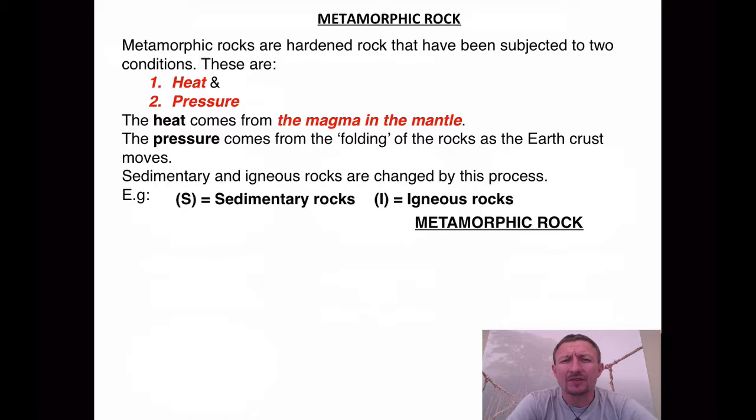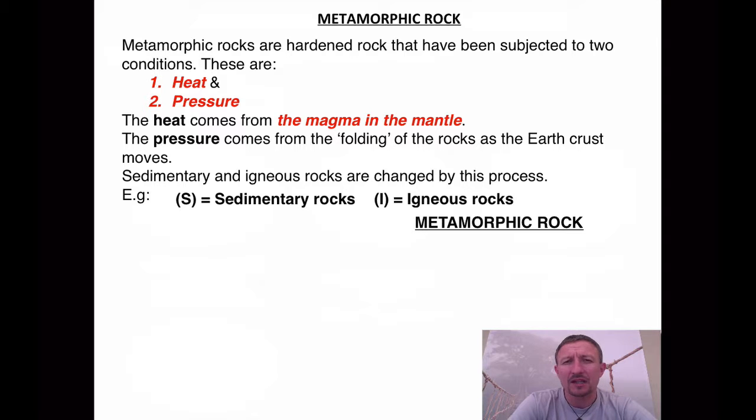Now the heat comes from the magma in the mantle and comes from the heat which is generated in the center of the earth. And some rocks can actually journey all the way down to that center of the earth and then come back again. And as a result, that heat which is generated is what's going to cause the changes in these rocks.